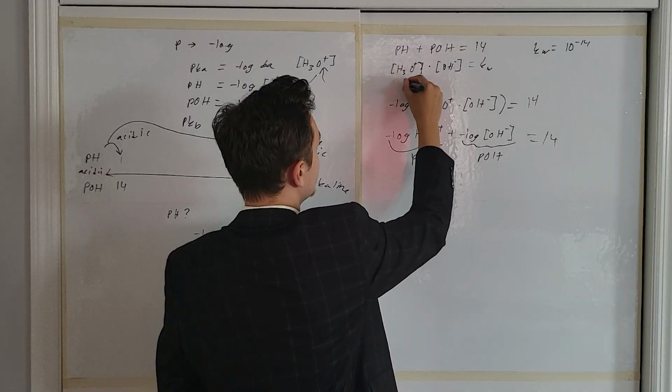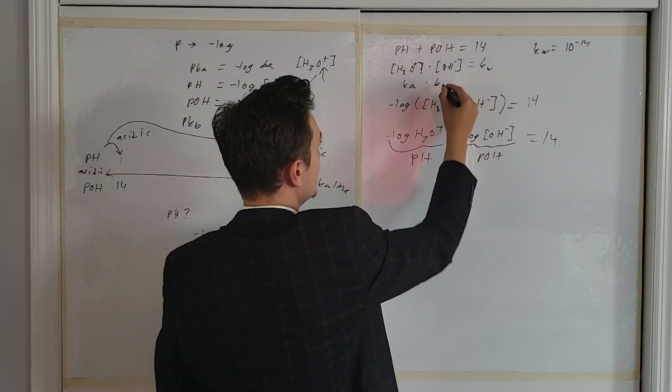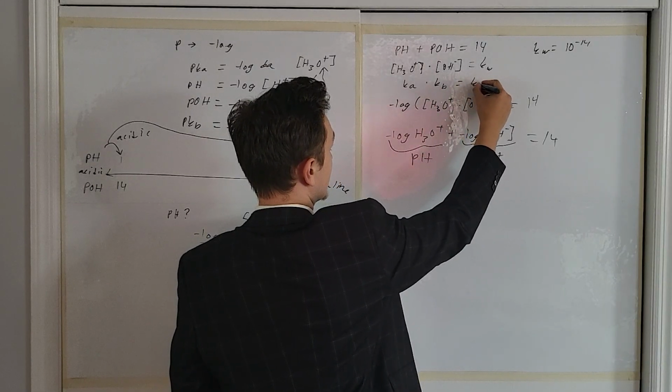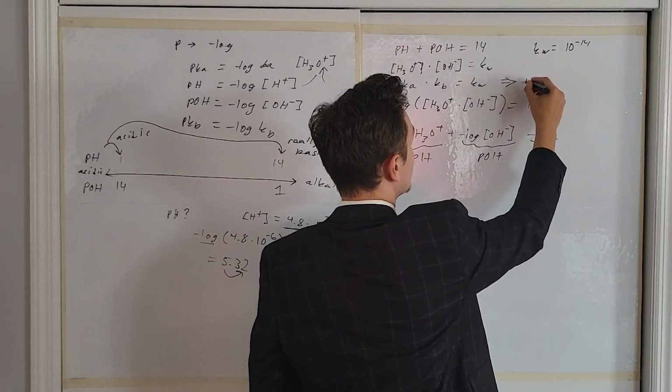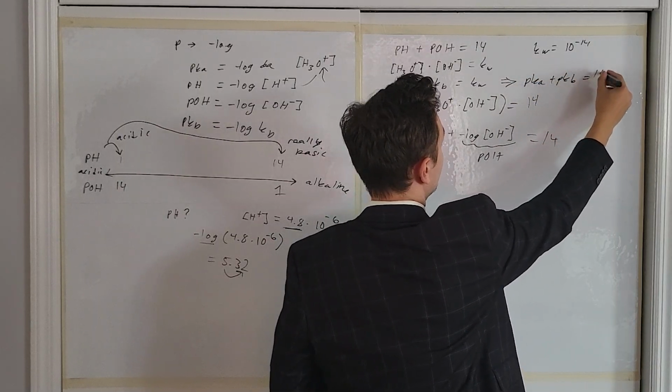Another useful rule is that the Ka of a weak acid multiplied by the Kb of that acid's conjugate base is always equal to Kw. Similarly, the pKa plus the pKb always equals 14.